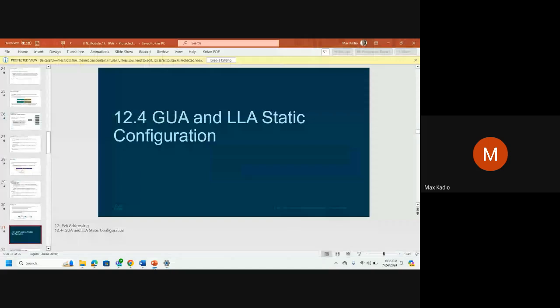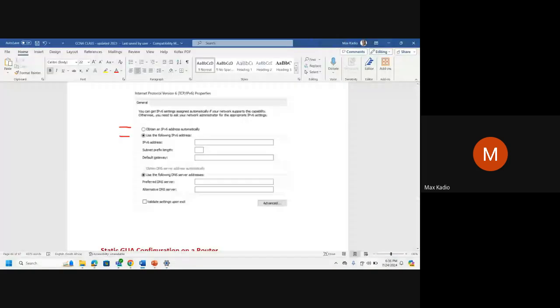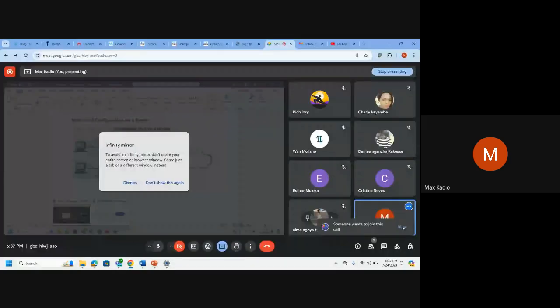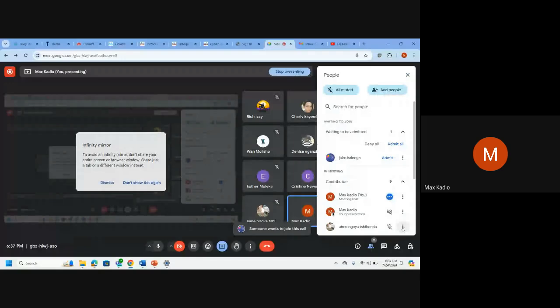Now we're going to configure on a router. Very simple. Who wants to join?